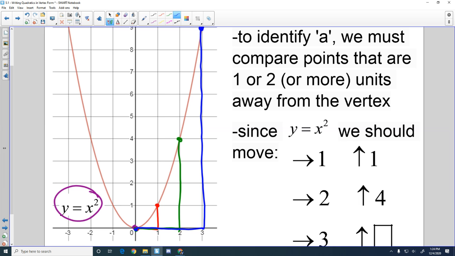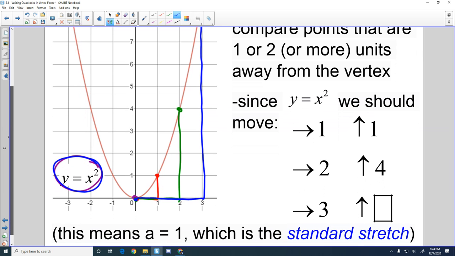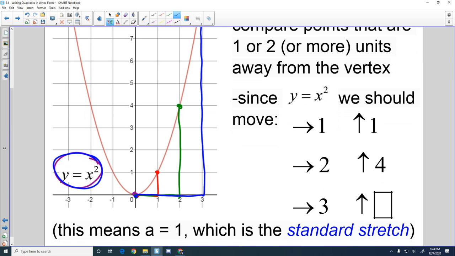It's squaring that distance that you travel because our function has an x squared. The y is the x distance squared. So that's what we need to look out for. This pattern that you all just discovered yourselves: right 1, up 1, right 2, up 4, right 3, up 9, because it's just squaring that x distance.